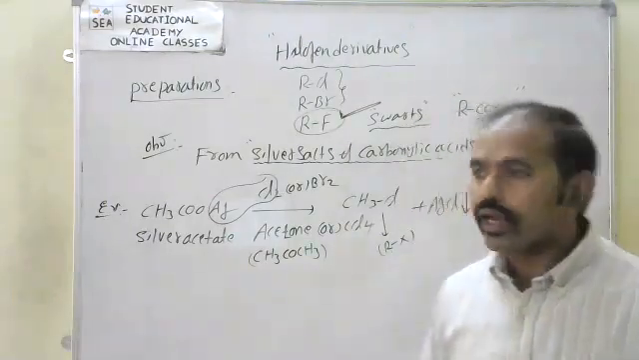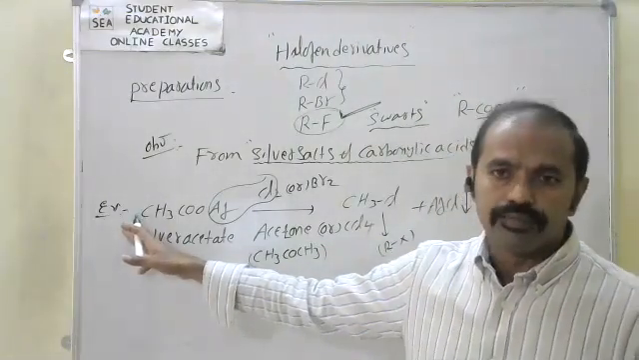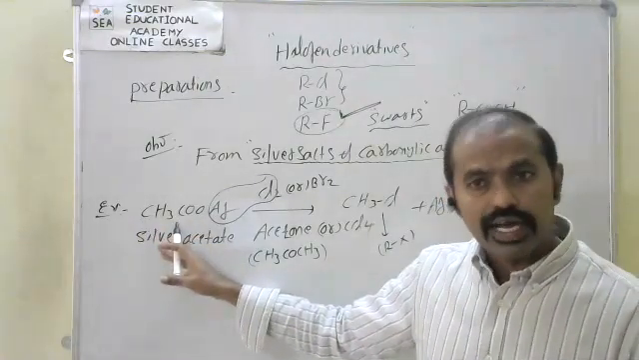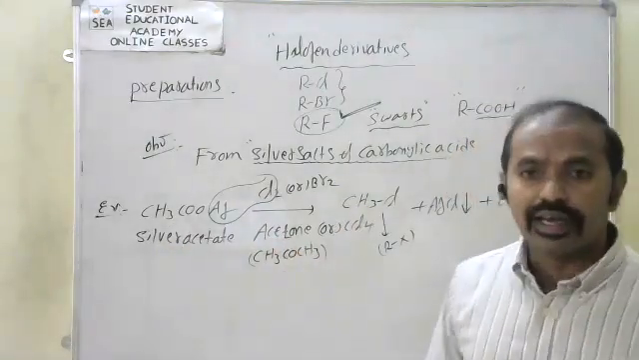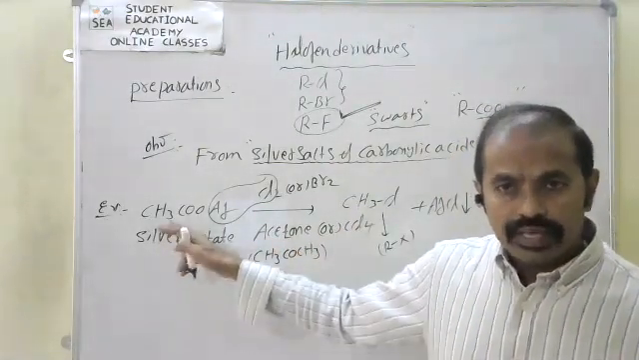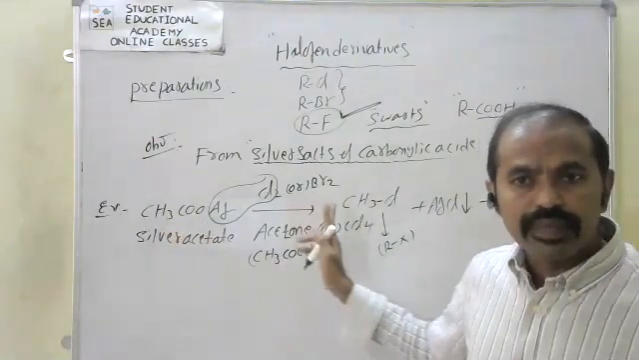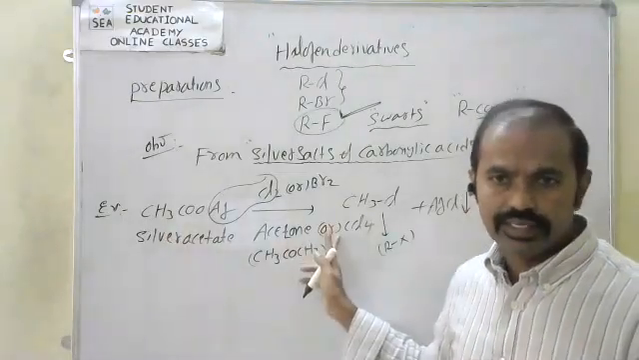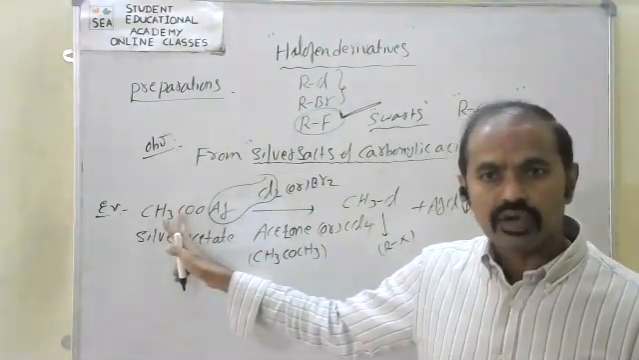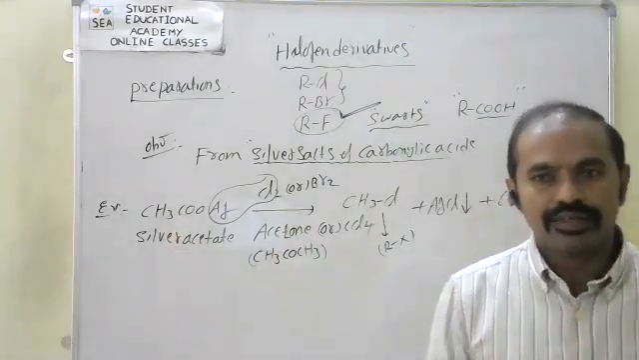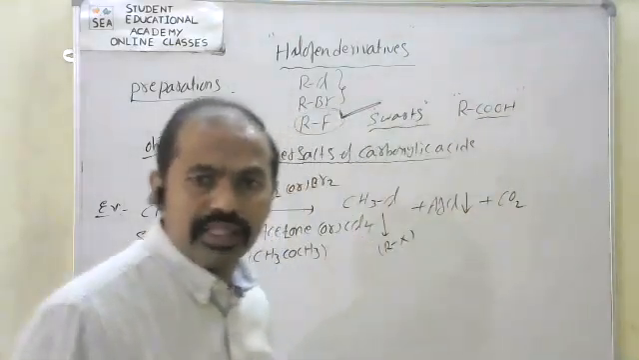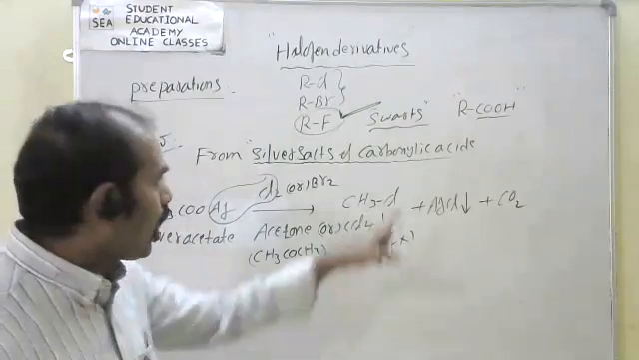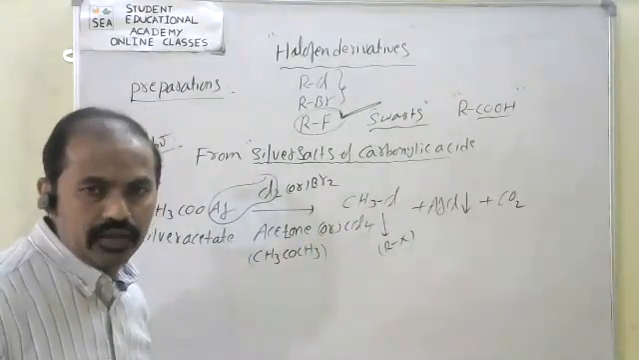If you want ethyl chloride, we can take one more carbon. If instead of a 2-carbon acid, we take a 3-carbon acid, we get a 2-carbon alkyl halide. Ethanoic acid salt gives methyl halides. Propanoic acid salt gives ethyl halides. Butanoic acid salt gives propyl halide. So based on this method, we prepare particularly alkyl chlorides and alkyl bromides.